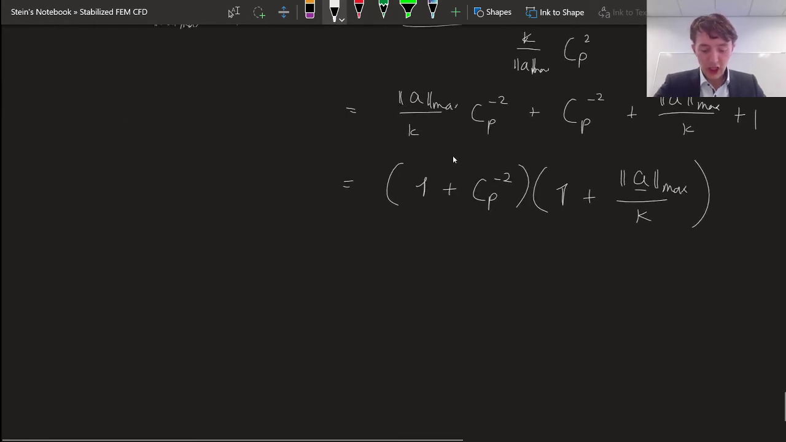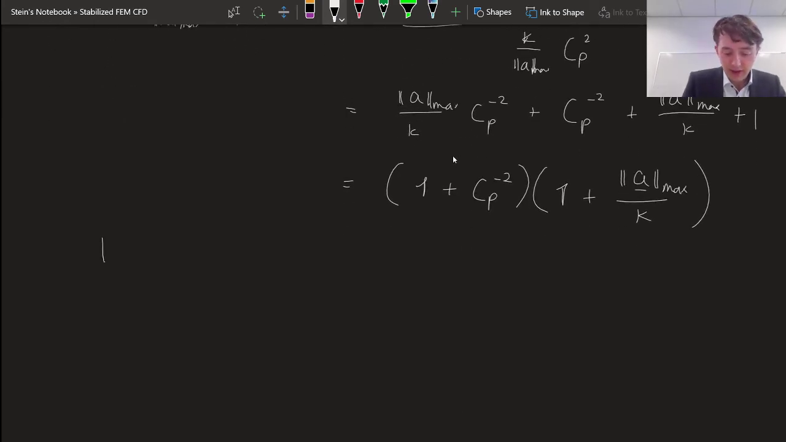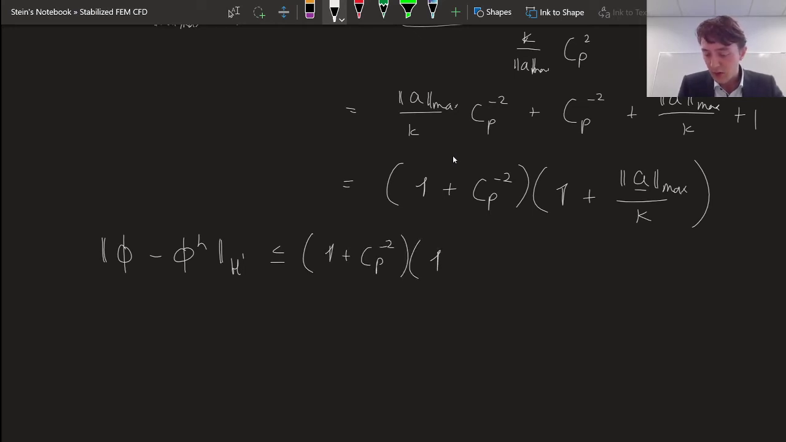Right, so now our claim on the convergence of a finite element method is that if we measure the error, being phi minus our phi h, our numerical approximation, in the H1 norm, then that's going to be bounded from above by this factor of 1 plus CP minus 2, 1 plus the ratio between advection and diffusion, times some interpolation constant, and h, our mesh size.